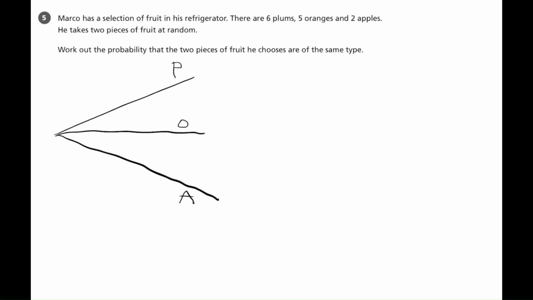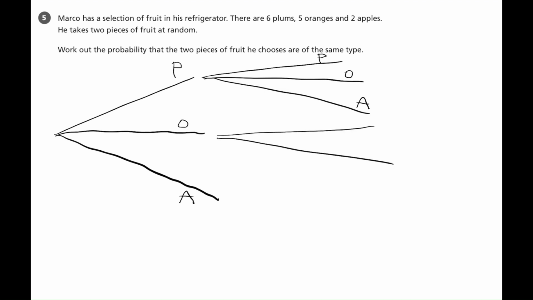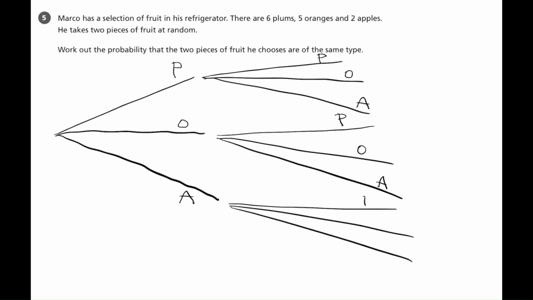If the first piece taken is plum, when we take the second piece, we still have three options: plum, orange and apple. Likewise, if we take orange first, we still have the three options: plum, orange, apple. And the same happens if we take an apple first. Plum, orange, apple is still available.